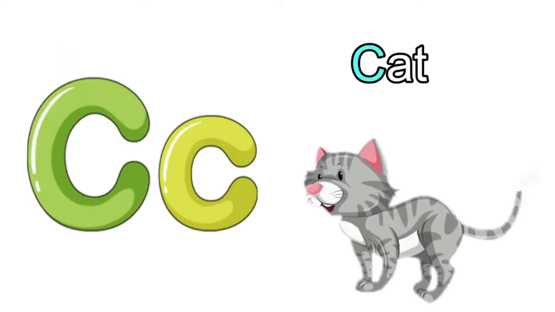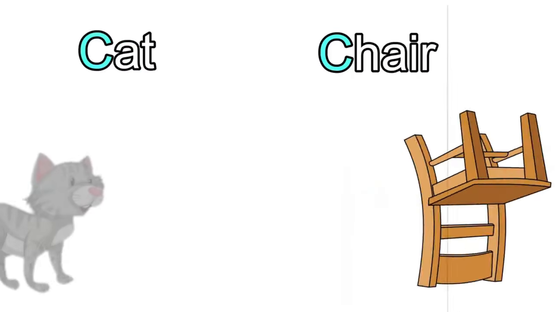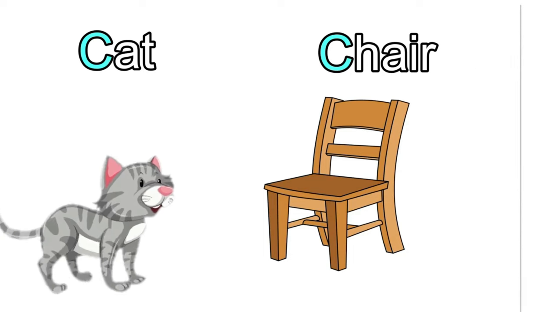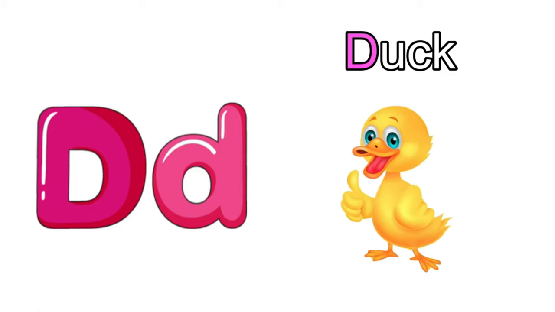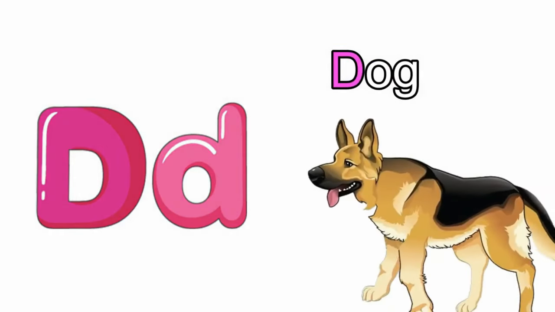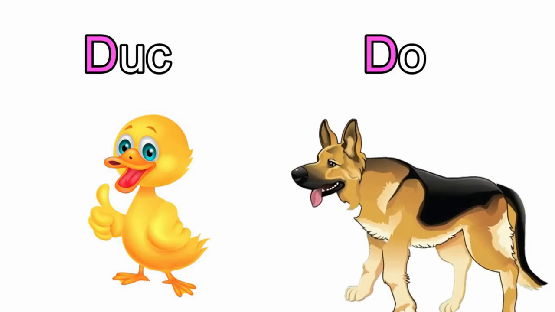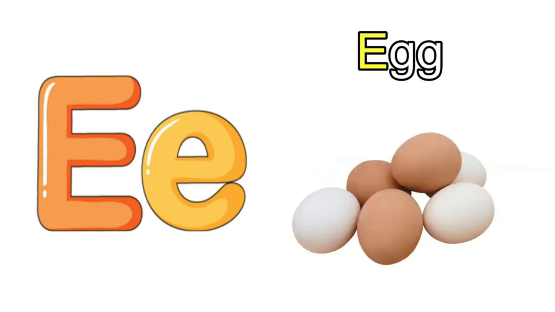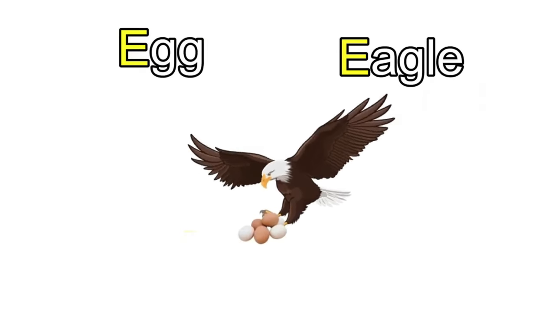C for cat, C for chair, cat and chair, k. D for duck, D for dog, duck and dog, d. E for egg, E for eagle, egg and eagle, e.